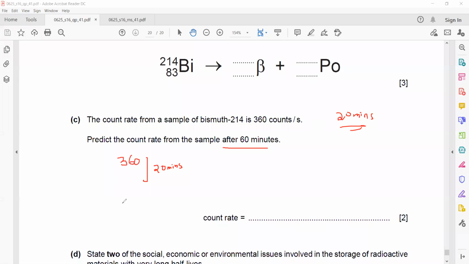That's 180. Then after a further 20 minutes, what will be the radiation? 90. Then after a further 20 minutes, what will be the radiation? 45. So this makes a total duration of 60 minutes. So after 60 minutes, we have 45 counts or radiations per second. Is it clear?